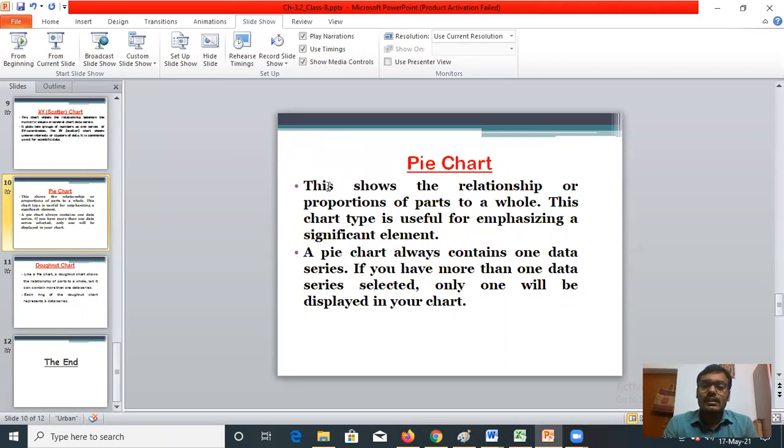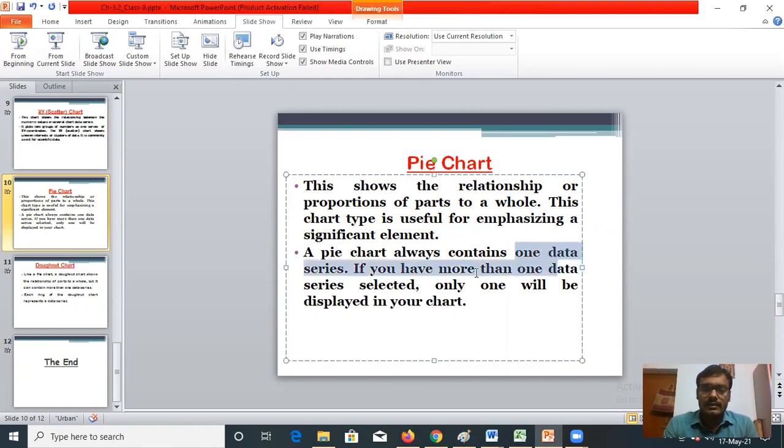There are some points. This shows the relationship or proportions of parts to a whole. This chart type is useful for emphasizing a significant element. A pie chart always contains one data series. You cannot show more than one data series in a single pie chart, and if you have more than one data series selected, only one will be displayed in your chart. You can understand with this example.